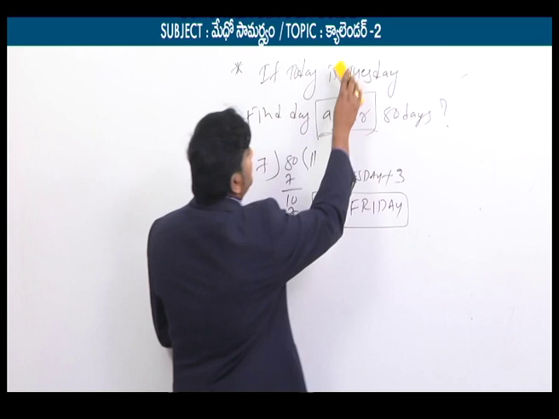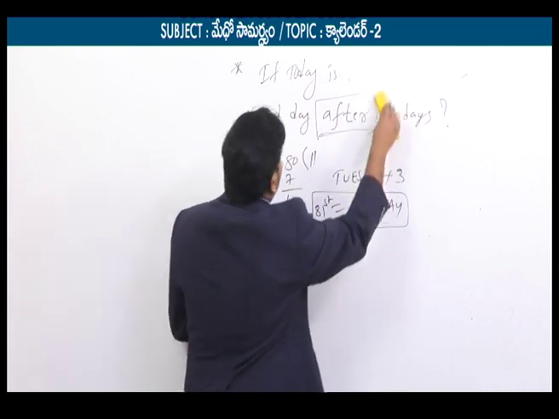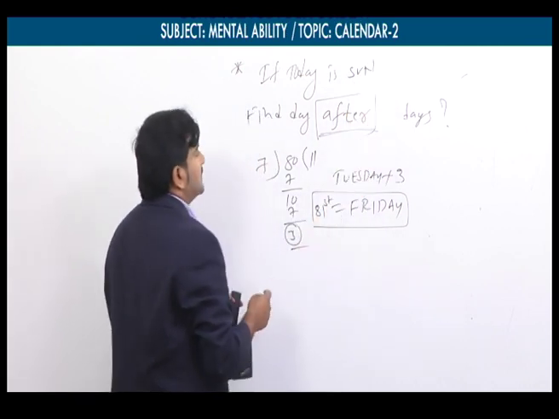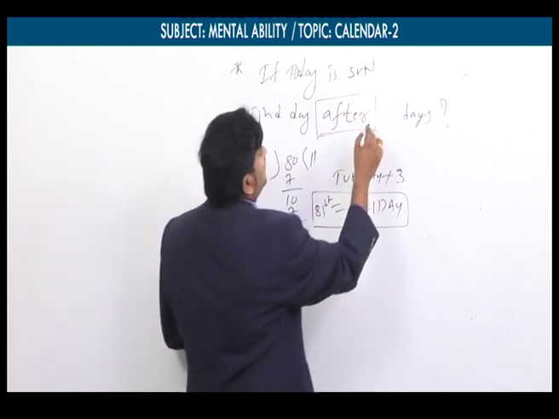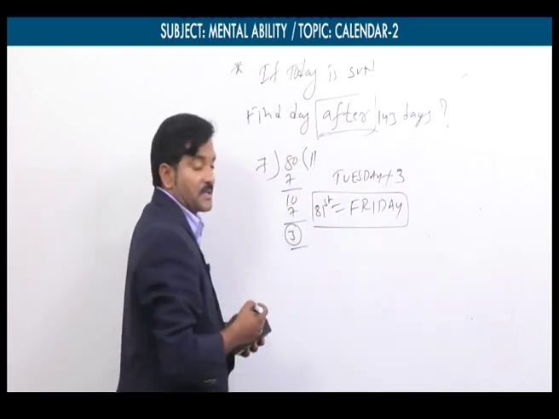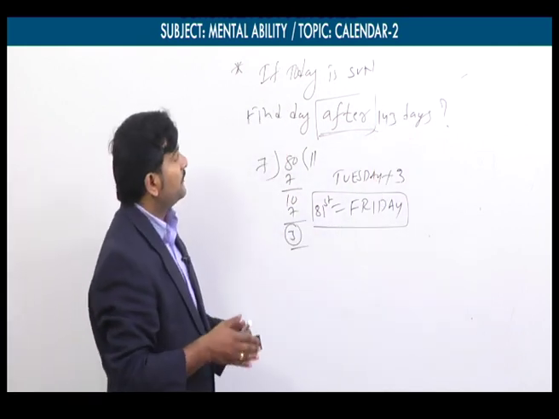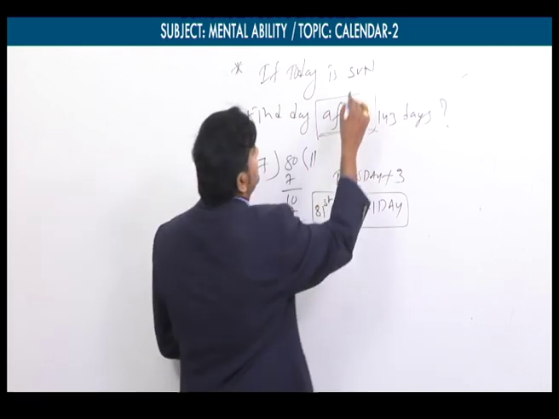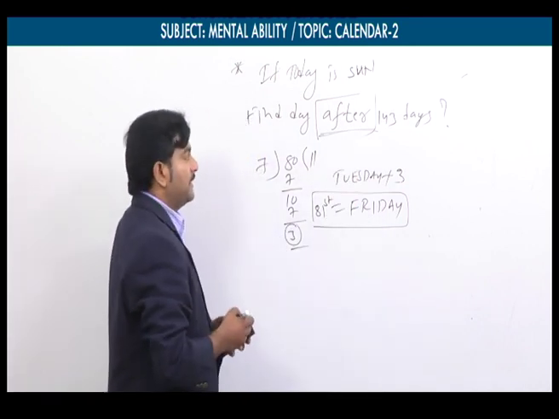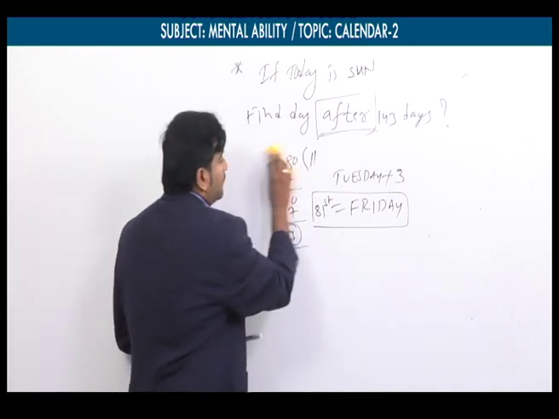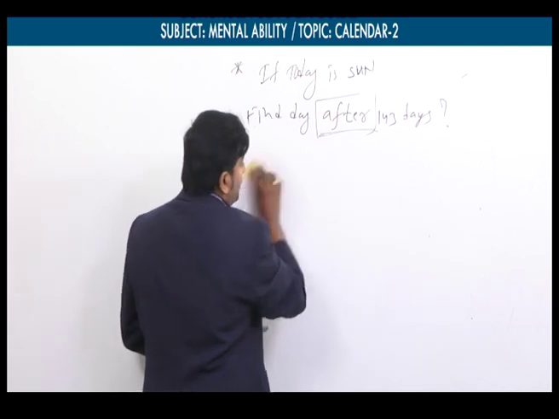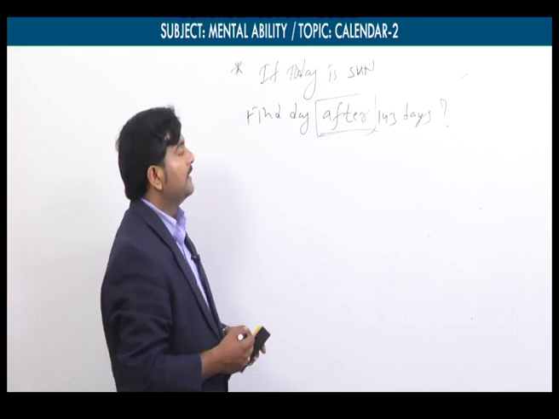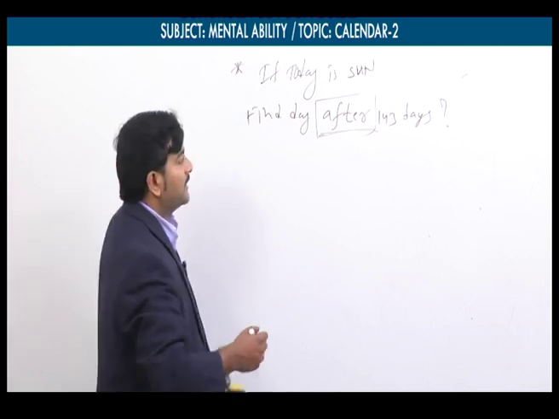We will take one more question. If today is Sunday, find the day after 143 days. Now what we have to do? We have to find out the number of odd days in 143 days.